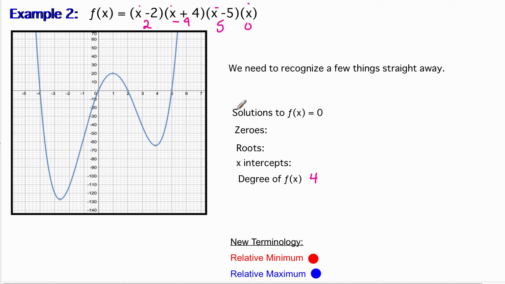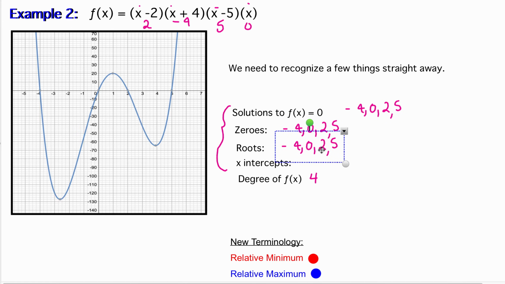So therefore our solutions, our zeros, our roots, our x-intercepts are -4, 0, 2, and 5. Those are our solutions. Those are our zeros. We can call them roots, or we can call them x-intercepts. They're all the same thing. And if we looked at our picture right here, there we are at 5, there we are at 2, there we are at 0, and there we are at -4. All right.